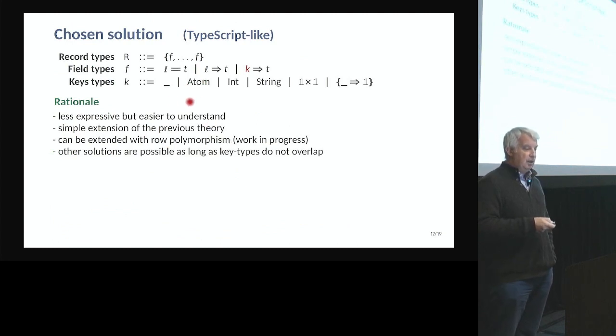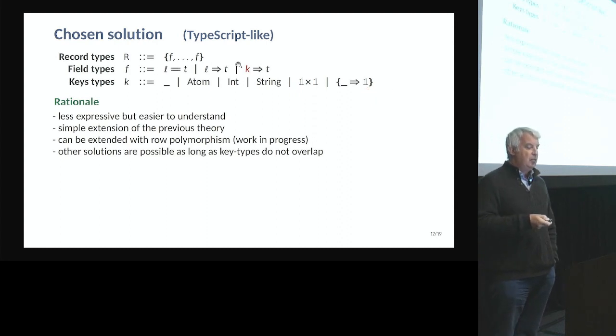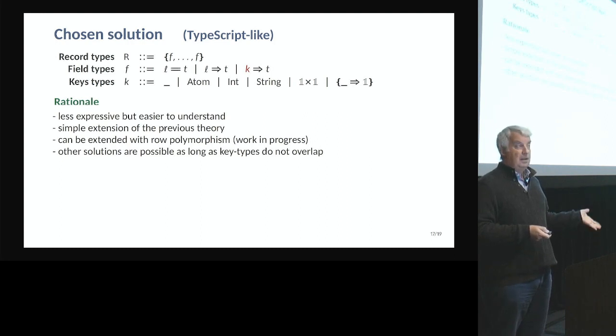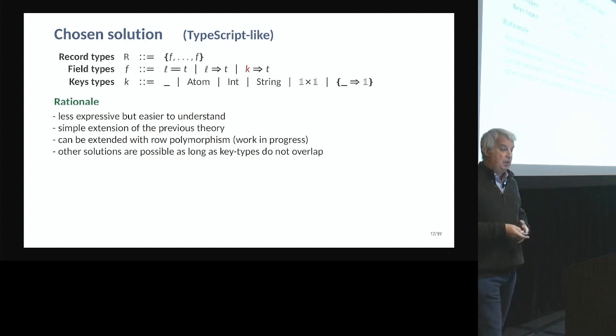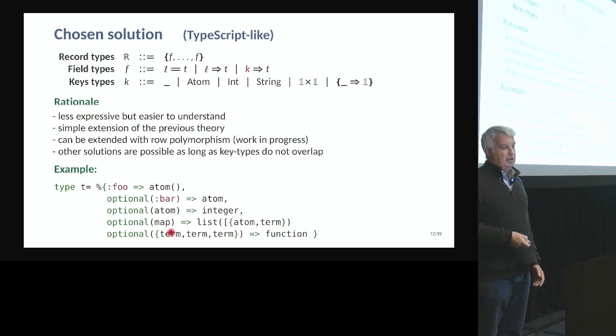We use a fixed set of key types that do not overlap, but a little bit more. So atom, string, etc. Pairs and records. So this is less expressive because you cannot say my map maps from integer string into string, but just from pairs into string. But the advantage is a simple extension of the previous theory. It can be extended with row polymorphism, and other solutions are possible as long as your key types do not overlap. So an example in Elixir, you see here I added these two examples that map maps into lists and triples into functions.